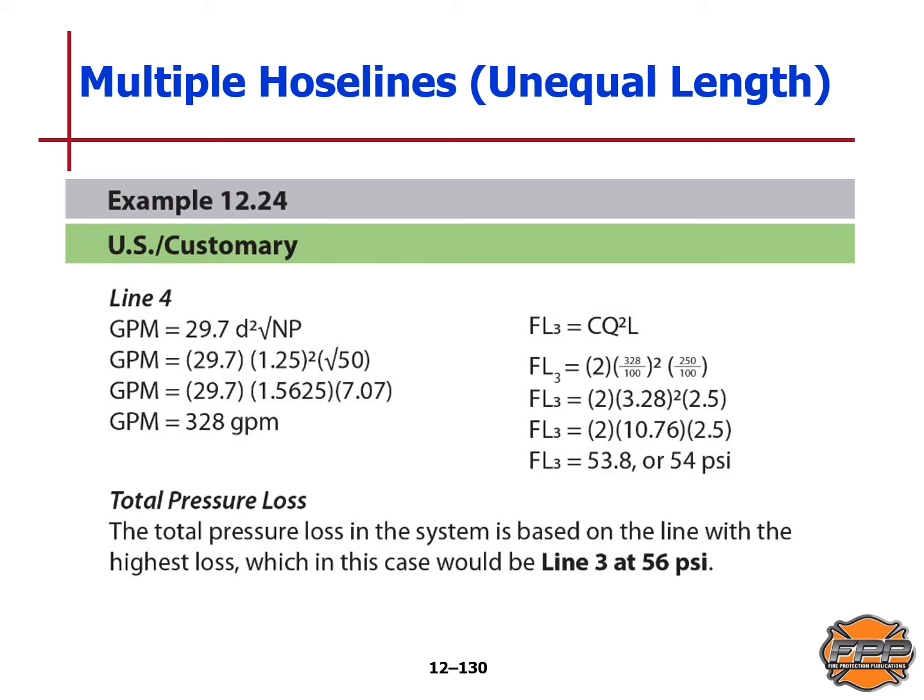The total pressure loss in the system is based on the line with the highest loss, which in this case would be line 3 at 56 psi.